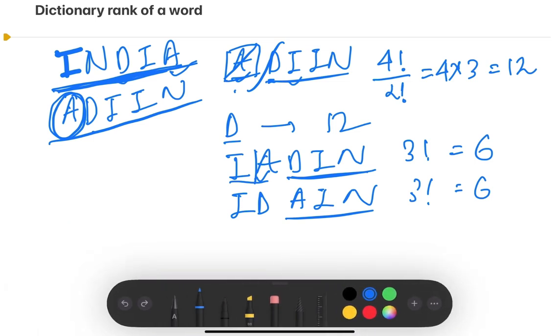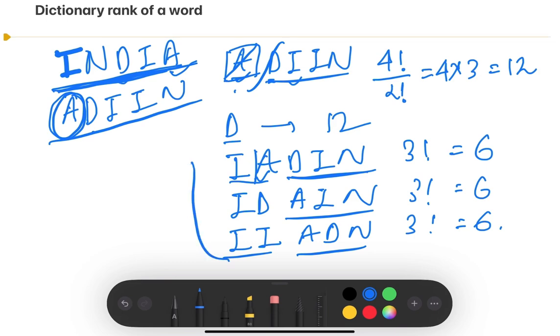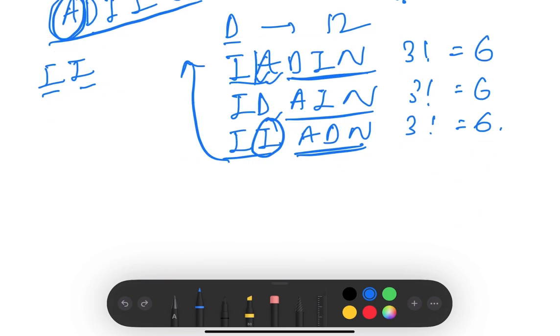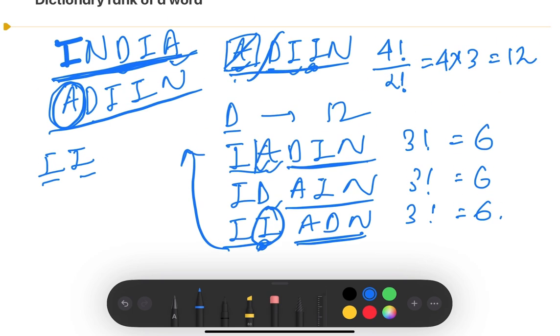Okay, now what will happen? Now we have to include double I, then A, D and N. There will be again 3 factorial, that is 6 terms. Okay, now double I is done. So now after I, what will come? After I, is there any term remaining? Yeah, so I is done.